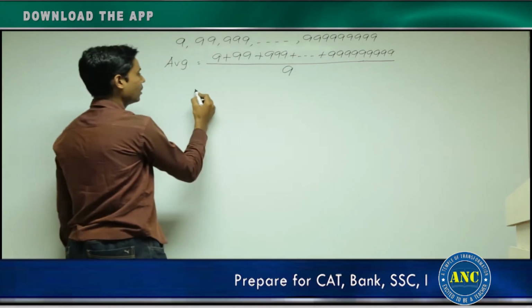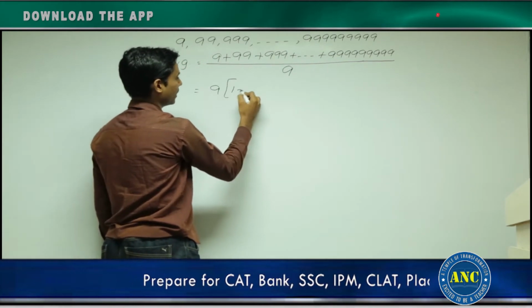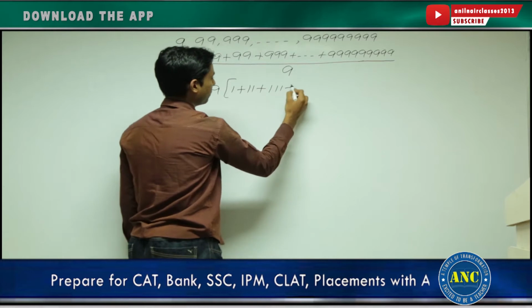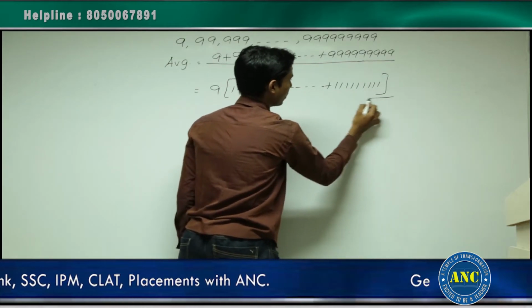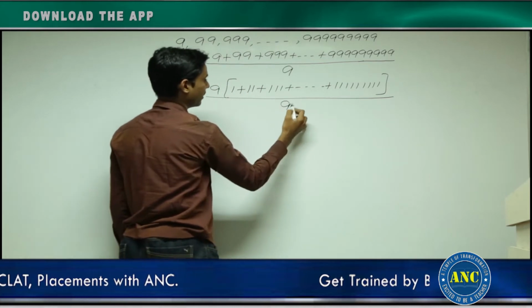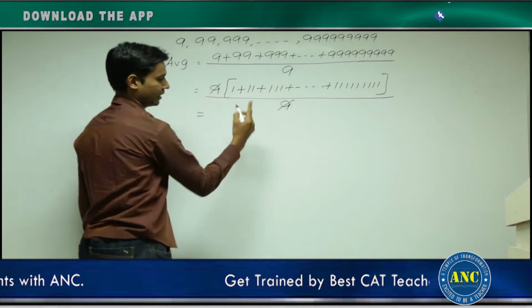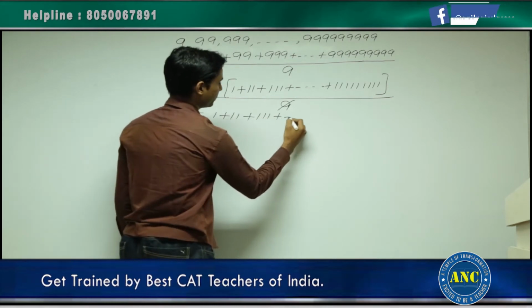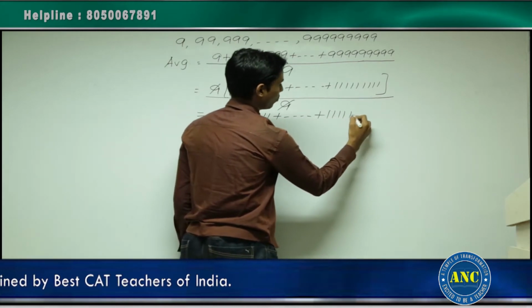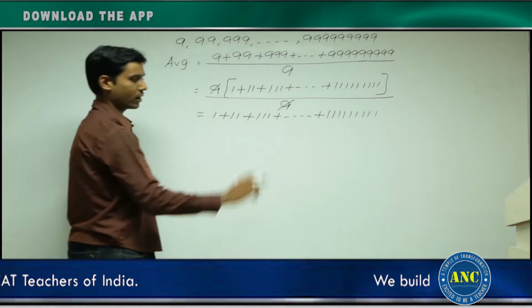There are 9 terms. Now if I take 9 common in the numerator, it becomes 1 plus 11 plus 111, and the last number is having 1 written 9 times, whole thing divided by 9. The 9 will cancel. Now this becomes 1 plus 11 plus 111, and the last number is 1 written 9 times.